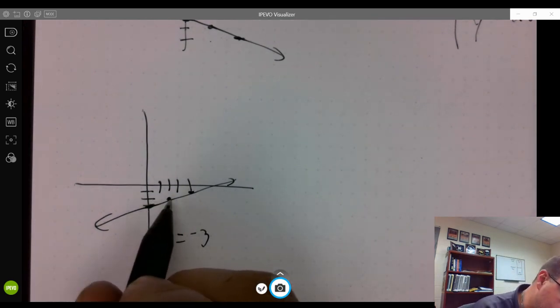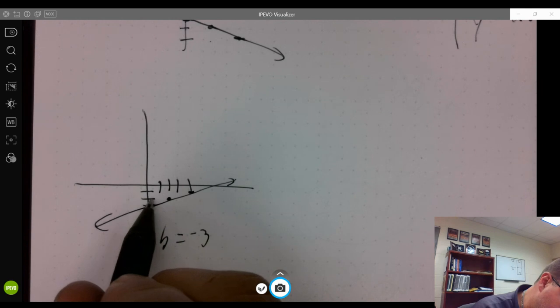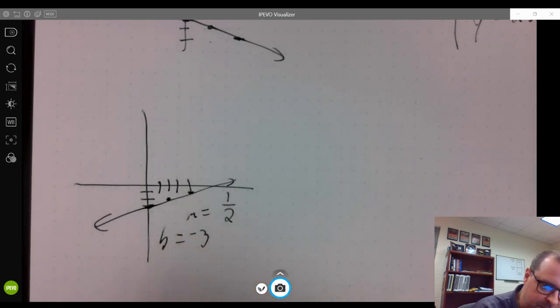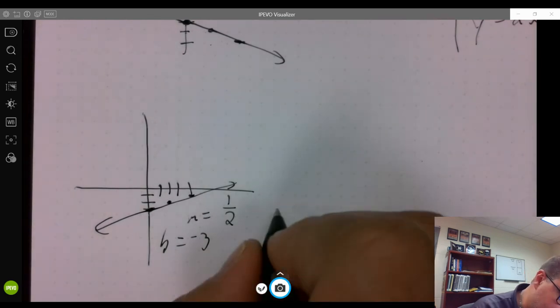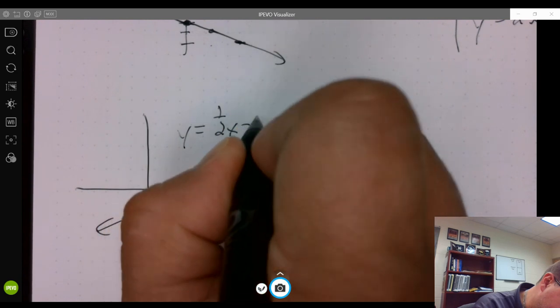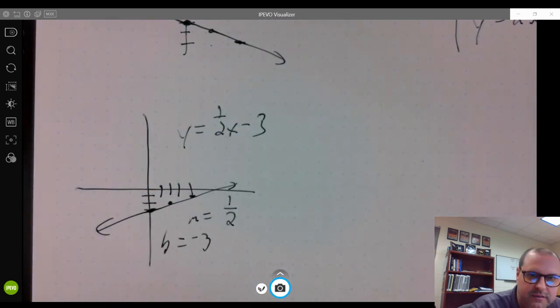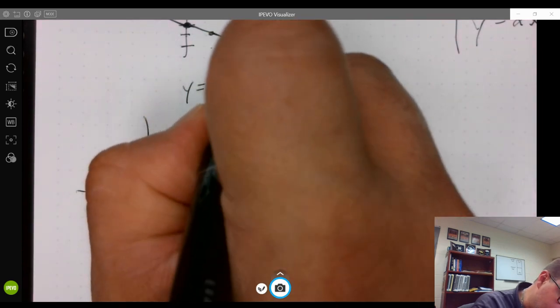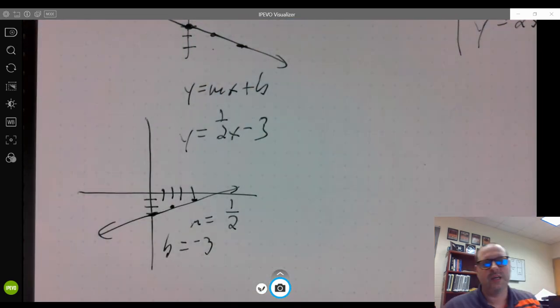Up 1, right 2. So if I'm going up 1, right 2, that's my slope. Rise of 1, run of 2. Y-intercept of negative 3. And I would just jot down y equals 1/2 x minus 3. So the slope always goes next to the x. I'm going to write that generic y equals mx plus b. The y-intercept always sits by itself there.